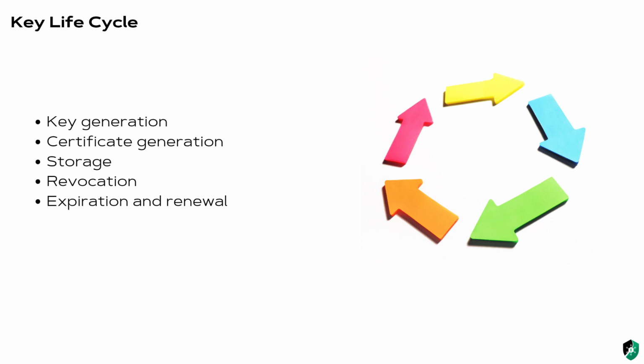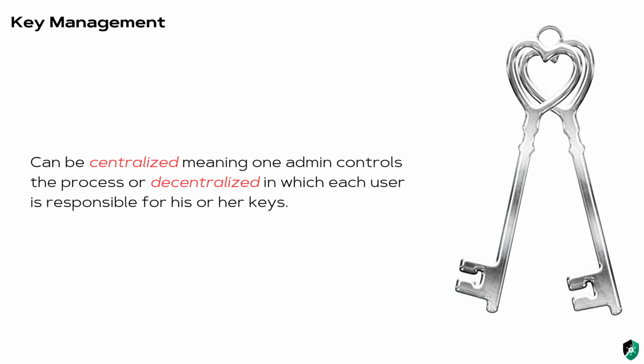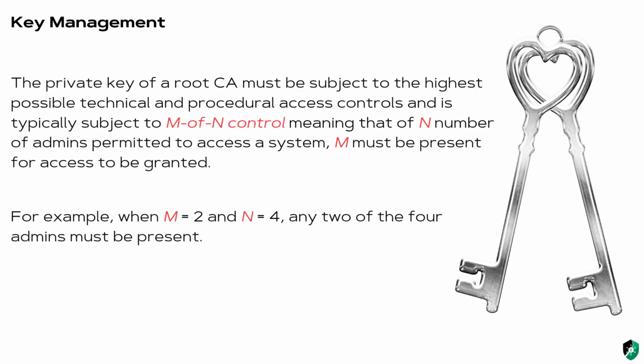Now, the life cycle would consist of things like the key generation, where the key is actually created, and then you'll have the certificate generation, then the key can be stored, it can be revoked, and finally, the key can either expire or be renewed. Now, key management can be centralized, meaning that just one single admin will control the process, or it can be decentralized, in which case every user will be responsible for their own keys.